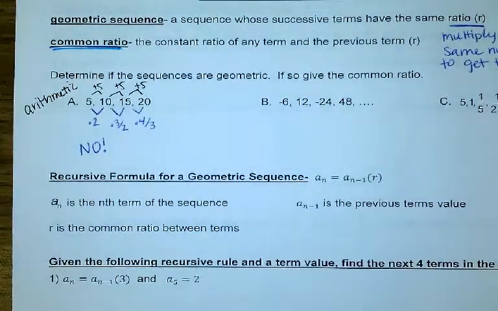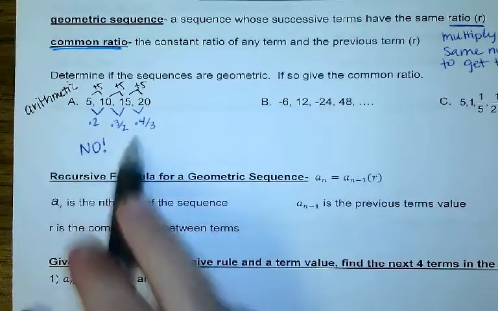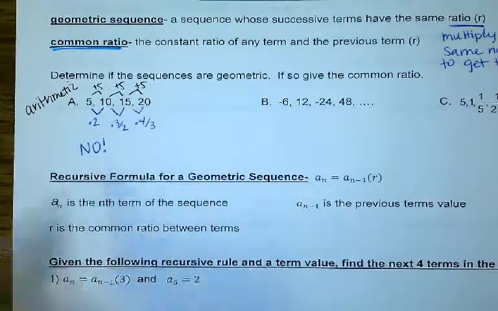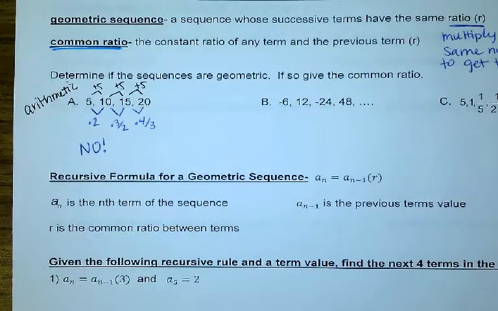You will sometimes be given a set of numbers, and you have to determine: is it arithmetic, is it geometric, or is it neither? In this case, it's arithmetic, but it's not geometric, which is what we were actually looking for. And so the answer to the question is no, because it's not geometric.